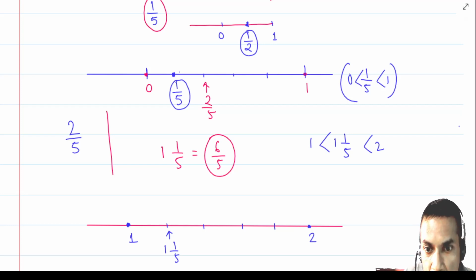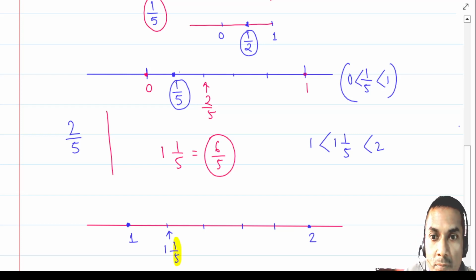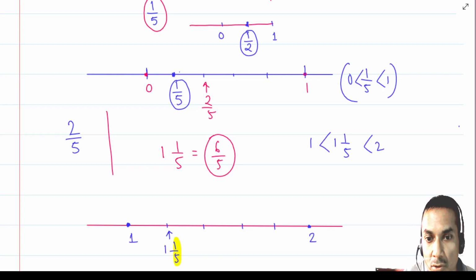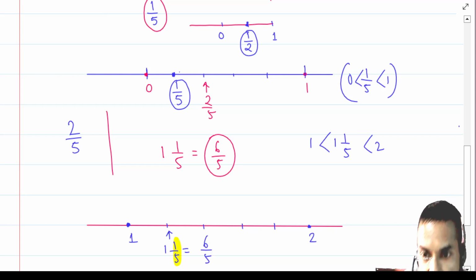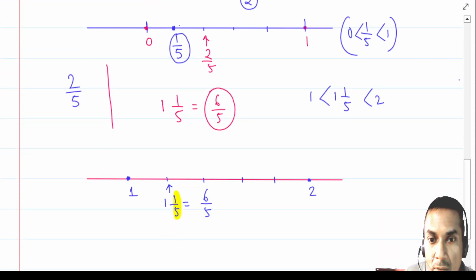This 1 and 1 by 5 is a mixed fraction, having 1 as the whole part and 1 by 5 as the fractional part. So this is the rational number. 1 and 1 by 5 means 6 by 5. First you have to convert into the mixed fraction, then locate the position between the two whole numbers, then put the value and identify the position of any rational number. Clear?